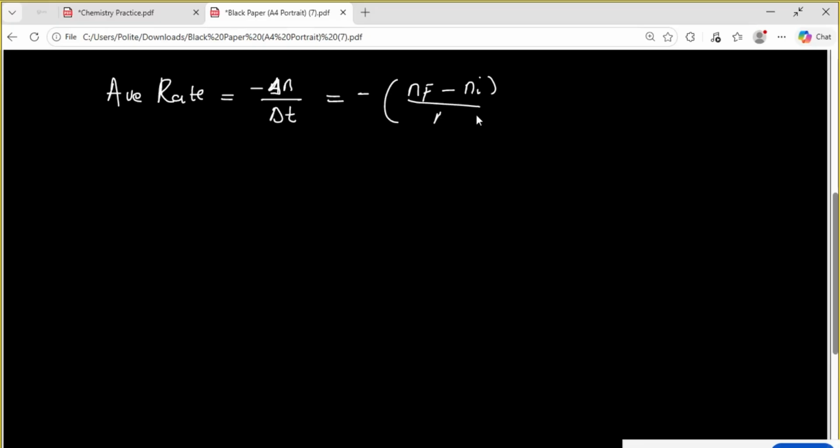Just for space. So we are saying that the average rate formula we will use is negative change in N over the change in T. And this is the same as saying negative times N final minus N initial, everything divided by delta T.